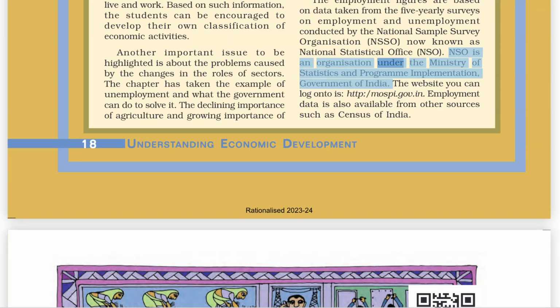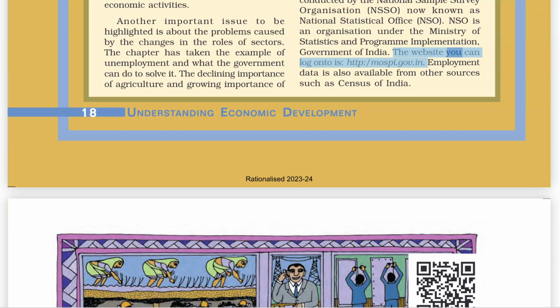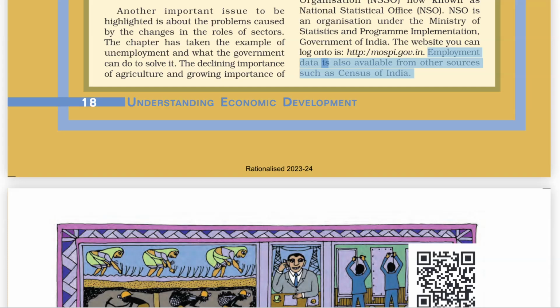NSO is an organization under the Ministry of Statistics and Program Implementation, Government of India. The website you can log on to is. Employment data is also available from other sources such as Census of India.